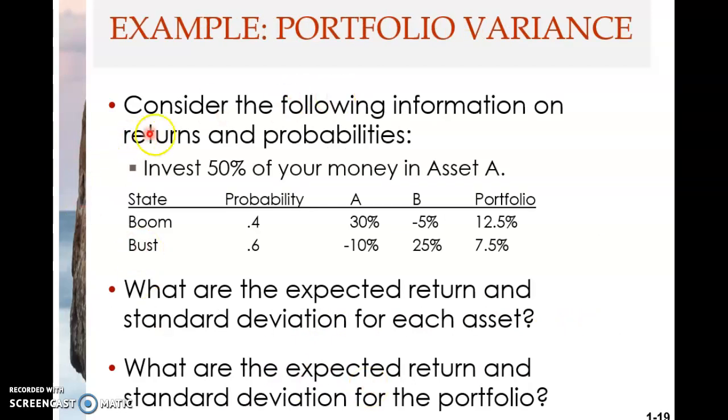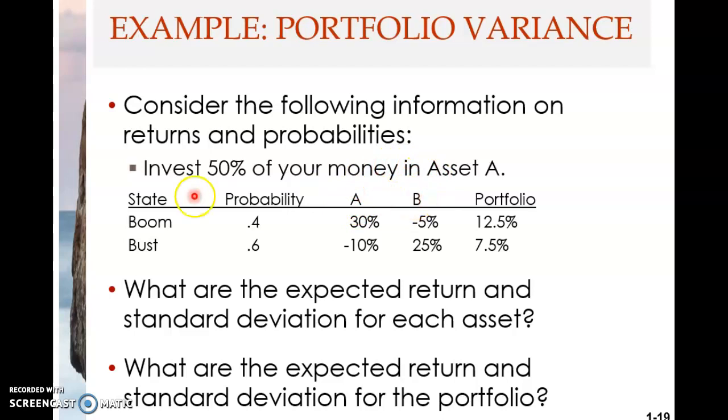Now let's look at this example. Consider the following information on returns and probabilities. You invest 50% of your money in asset A. There are two assets here. If you invest 50% in asset A, then the remainder, 100 minus 50%, 50%, must be invested in asset B. So, 50% in A and 50% in B.